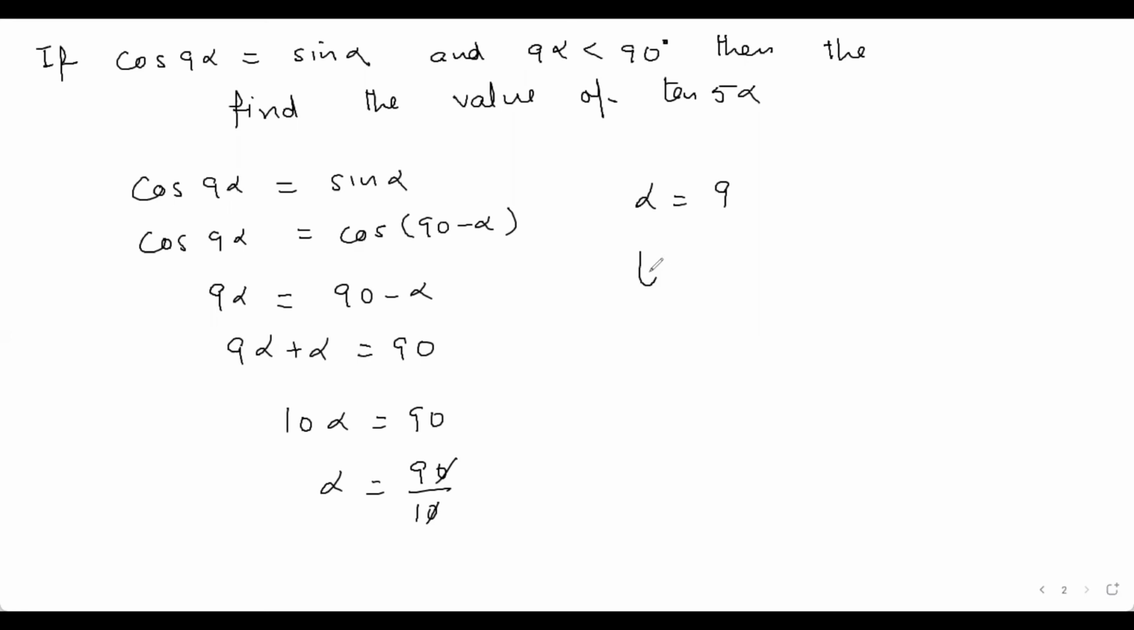I have to find the value of tangent 5 alpha. It means tangent 5 into 9, tangent 45 degree, which is equal to 1. So what you have done in this question: if cos 9 alpha is equal to sin alpha, first you will find the value of alpha. Then you will substitute that value of alpha in tangent 5 alpha. So instead of alpha, you will write 9. It will come out to be 45 degree. It means you have to find the value of tangent 45 degree, which you know is equal to 1. So answer is equal to 1.